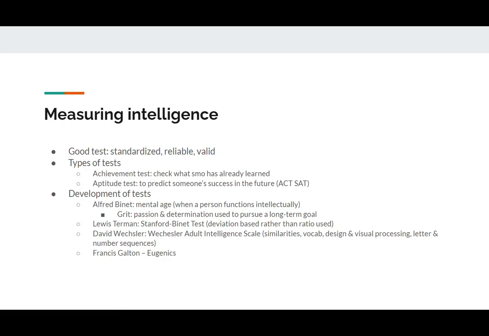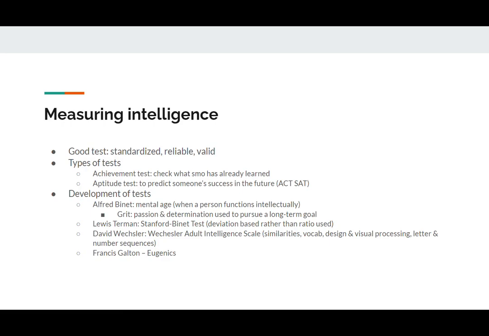And then we have Lewis Terman. It was eventually realized that IQ cannot cover all ages. For instance, how do I distinguish the mental age of a 53-year-old from the mental age of a 52-year-old? It's basically impossible because there isn't much development going on during those adulthood years. Therefore, Terman came up with the standard Stanford-Binet test, which was deviation-based rather than ratio-based.